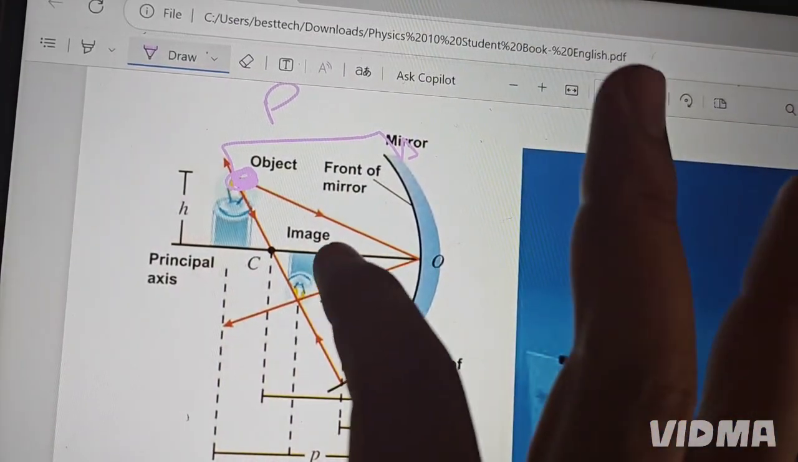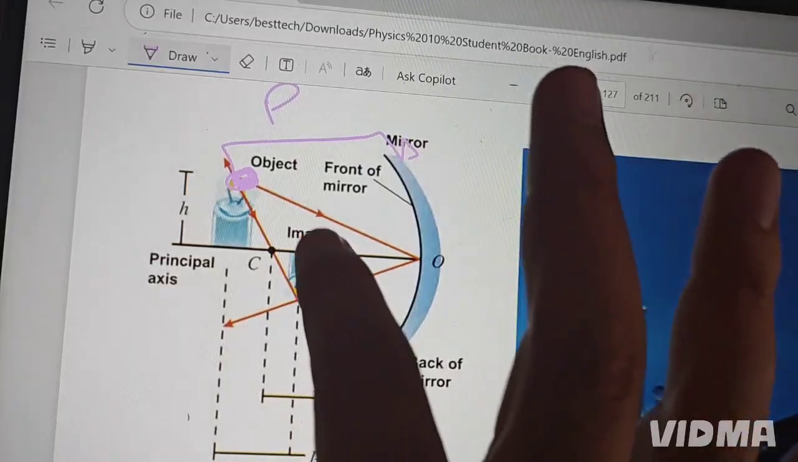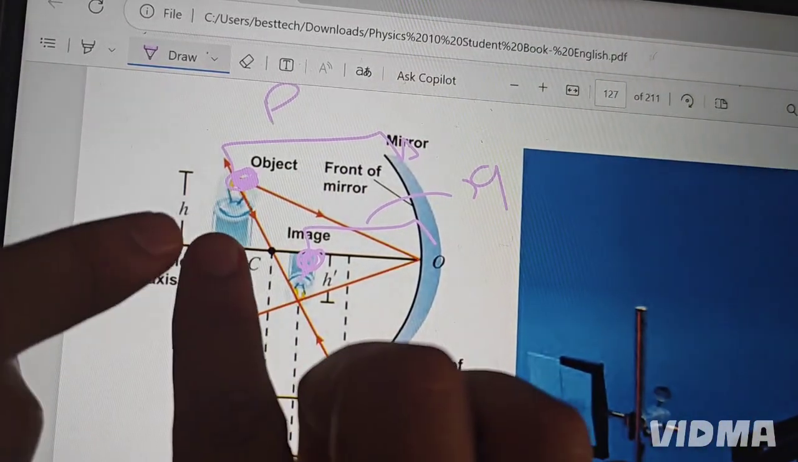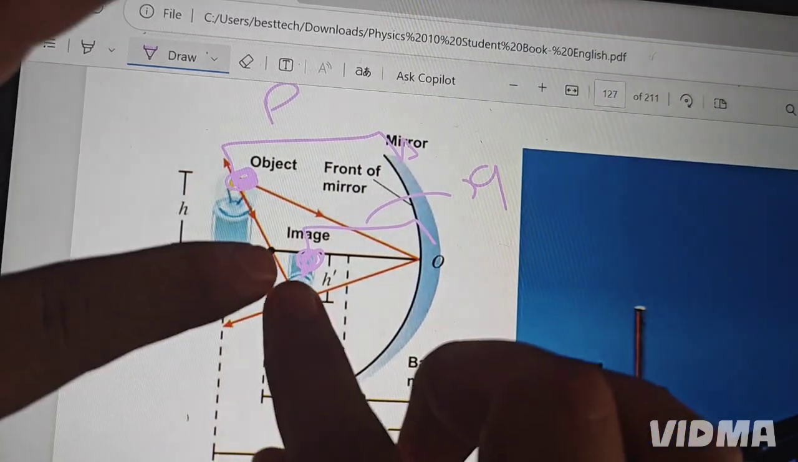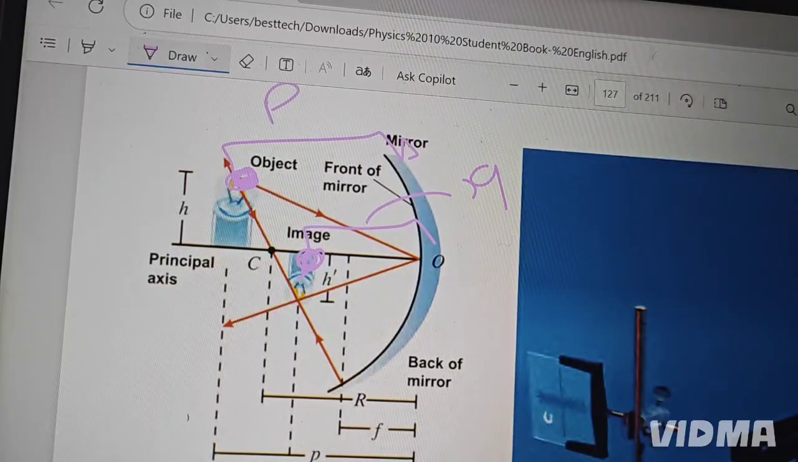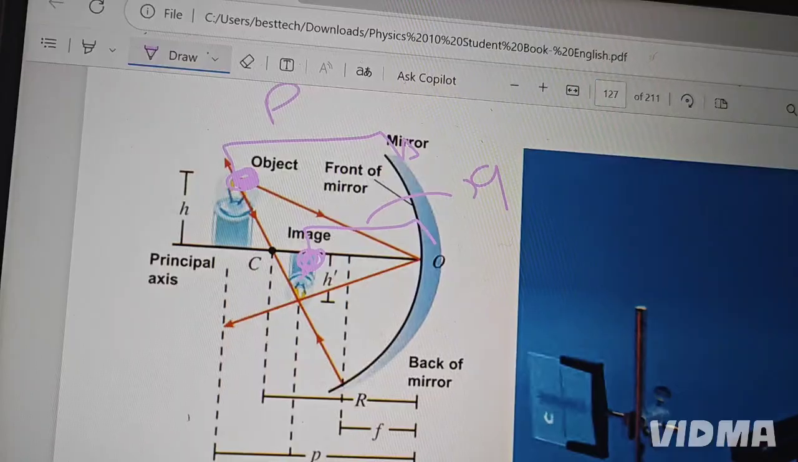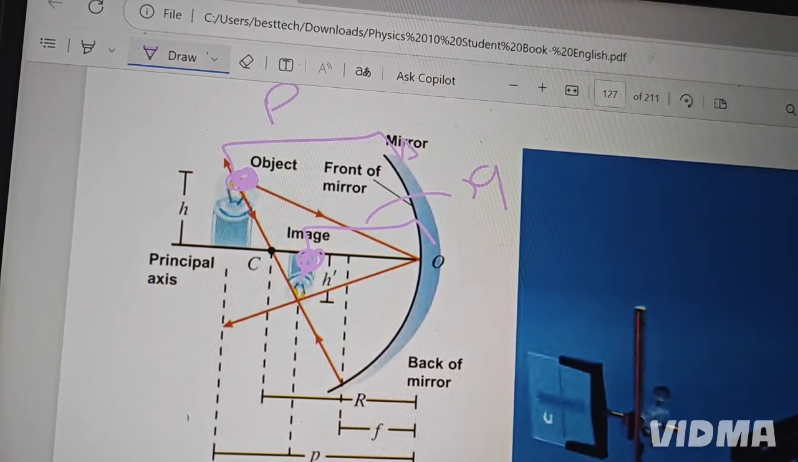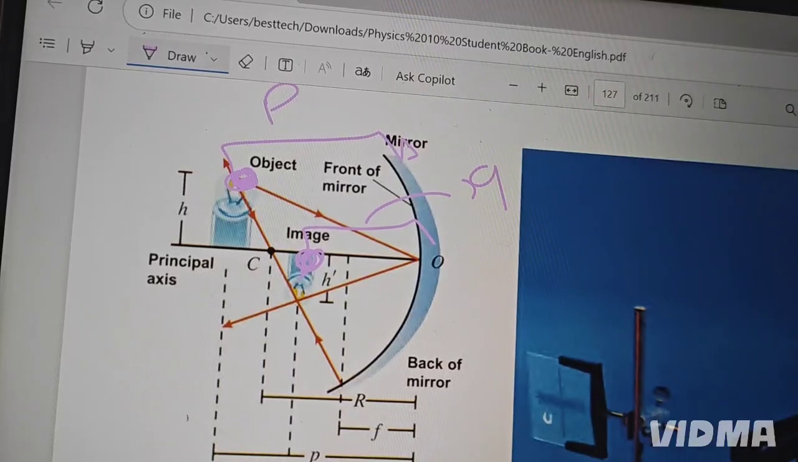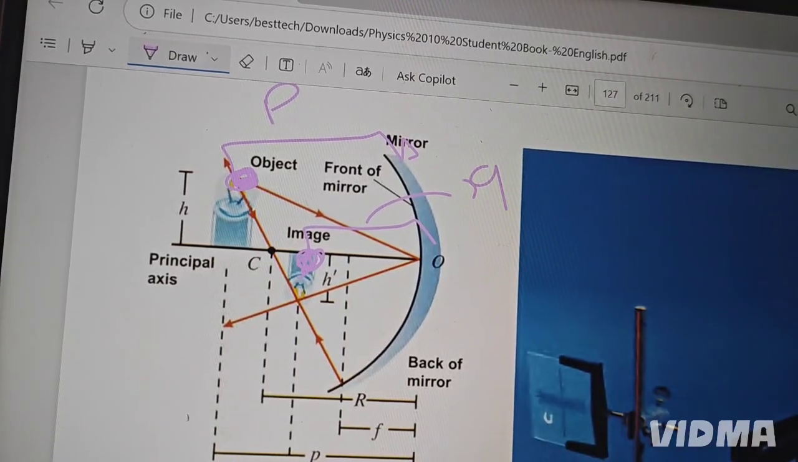And the distance between the image and the mirror, this is called Q. Okay? The distance between object and mirror, P. The distance between the image that's going to be created in front of the mirror and the mirror, this is Q. Okay? And one thing that's left, we have R or F. What's the meaning of F?